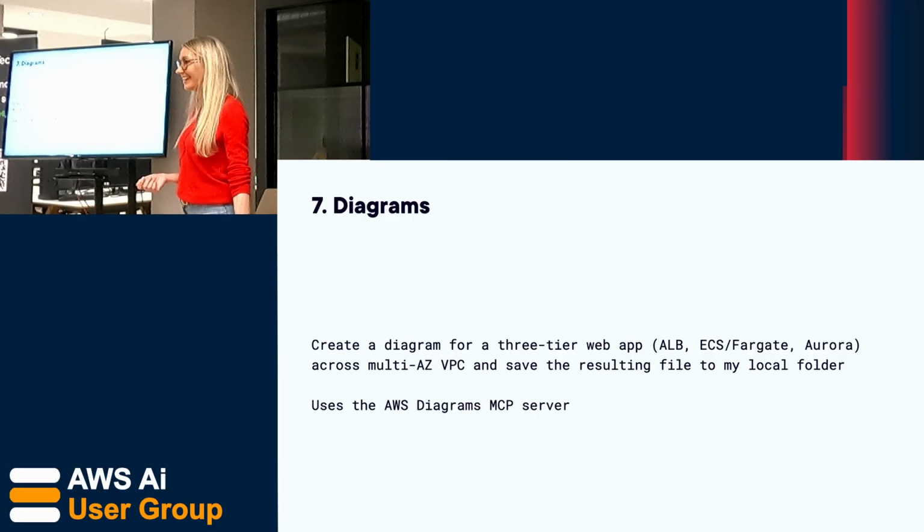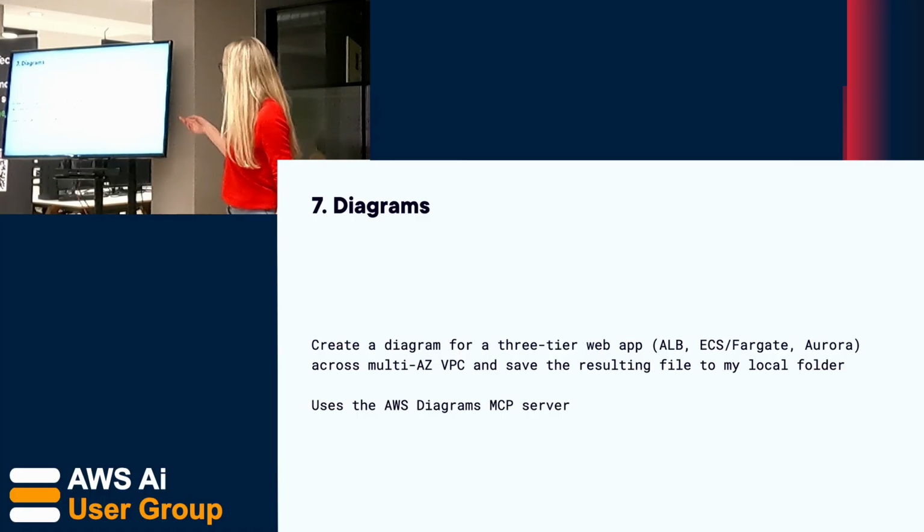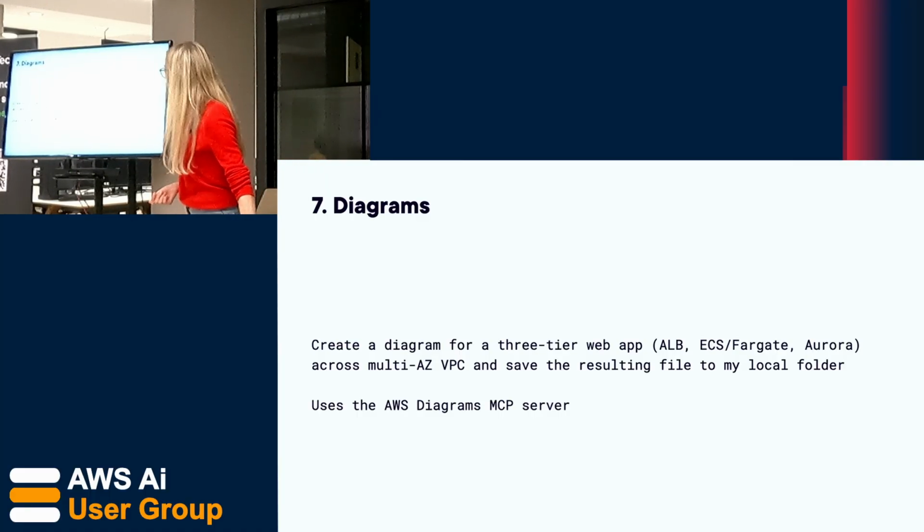This one I really like, getting it to create a diagram for me. And I'm not brilliant at creating diagrams. Sometimes I get writer's block and I don't really know where to start with this diagram. So here I'm just asking it to help me create a diagram for a 3-tier web application using a few different services. So application load balancer, Elastic Container Service with Fargate, which is the serverless platform for running Docker containers, and Aurora database across multi-AZ, and then just saving that file to my local folder.